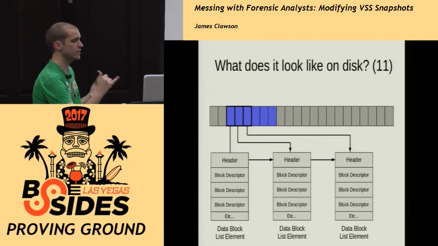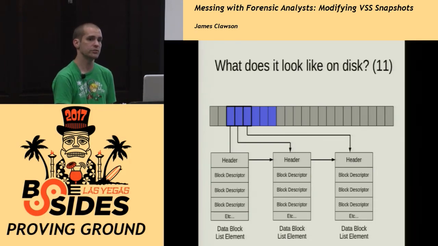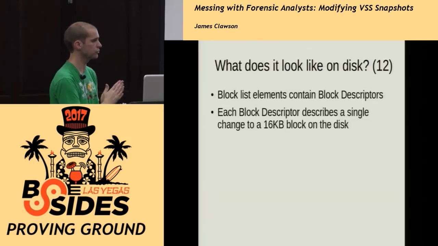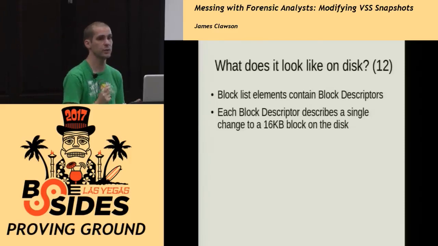So in this case, we have an example snapshot with 3 data block list elements. Each one simply points to the next in the list, and each one holds a whole bunch of block descriptors. It's 508, but that's not really important. And each block descriptor describes a single 16 kilobyte change.